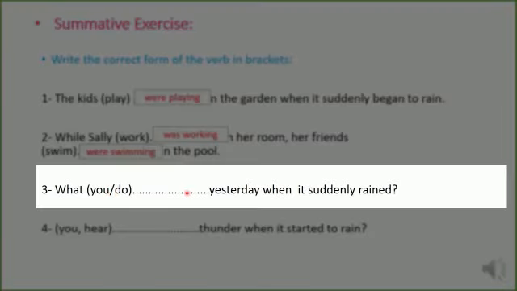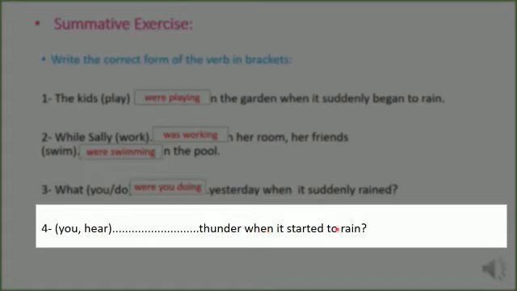What you do yesterday when it suddenly rained? So, when it suddenly rained, here we have two actions. Here rained is the simple past, the action of the verb that interrupted the first one, the long action. What were you doing? You hear thunder when it started to rain. It becomes: did you hear thunder when it started to rain?